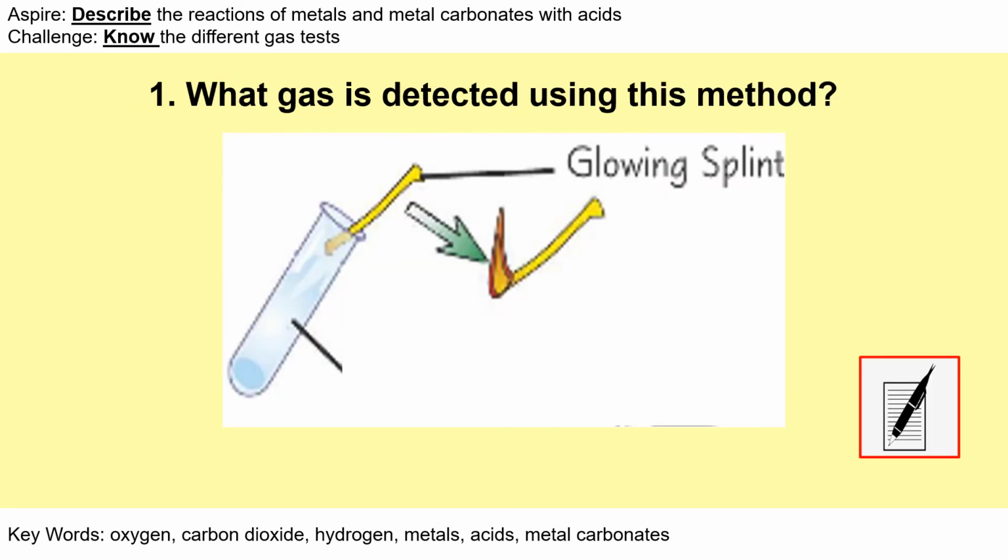So guys, you're now going to need a pen. Let's do a little quick quiz. Question number 1, what gas is detected using this method? So you have a glowing splint there. What gas is detected using this method? 30 seconds. Okay, so the answer that you should have for this one is oxygen.